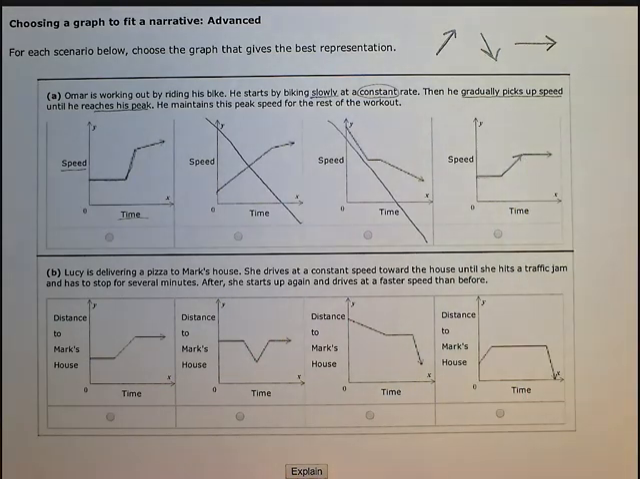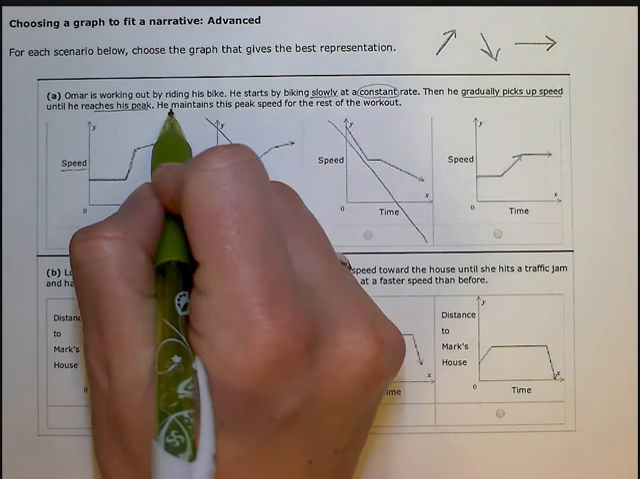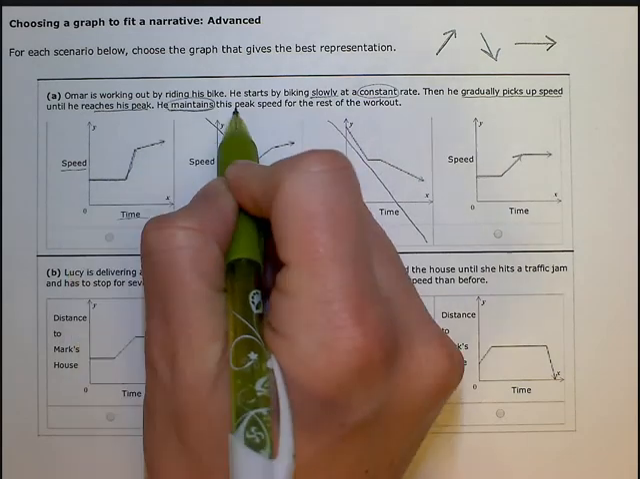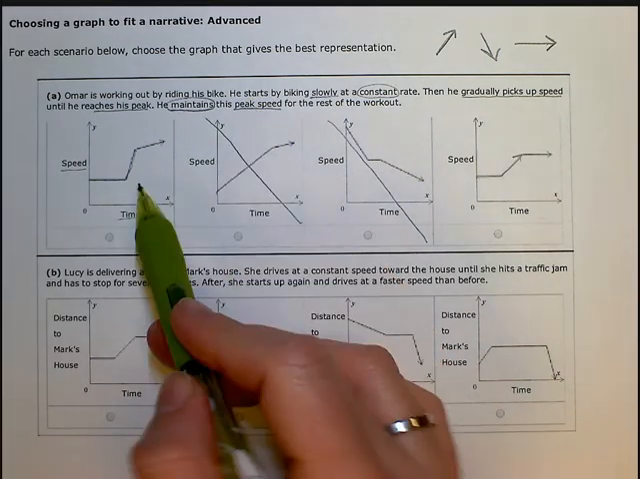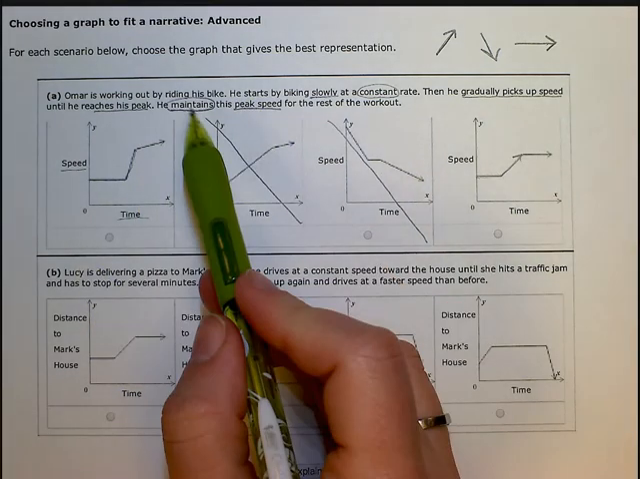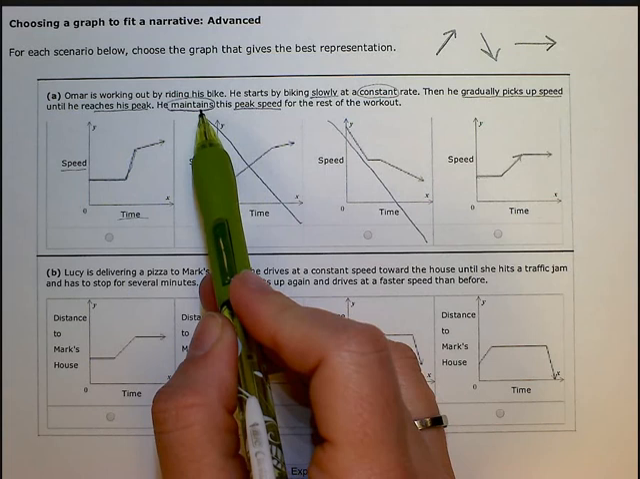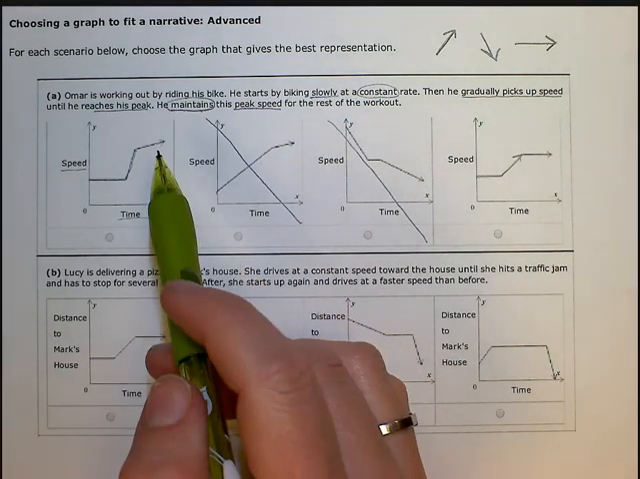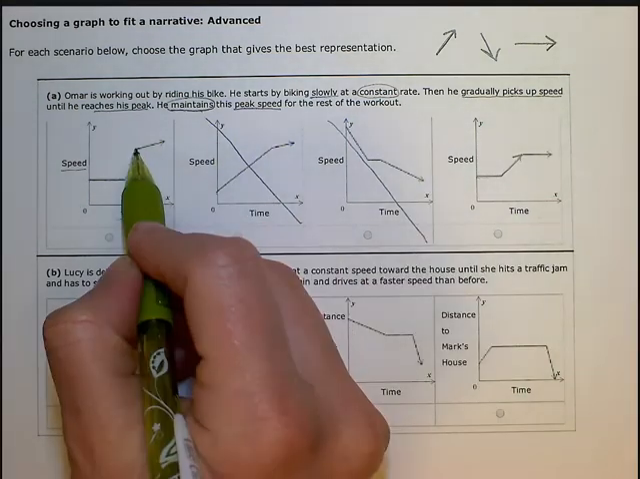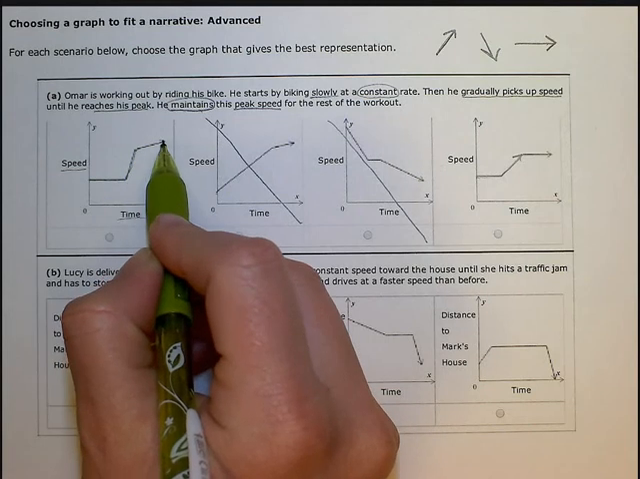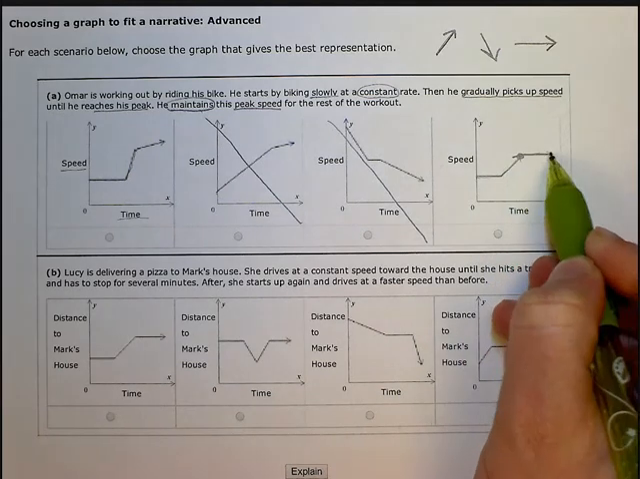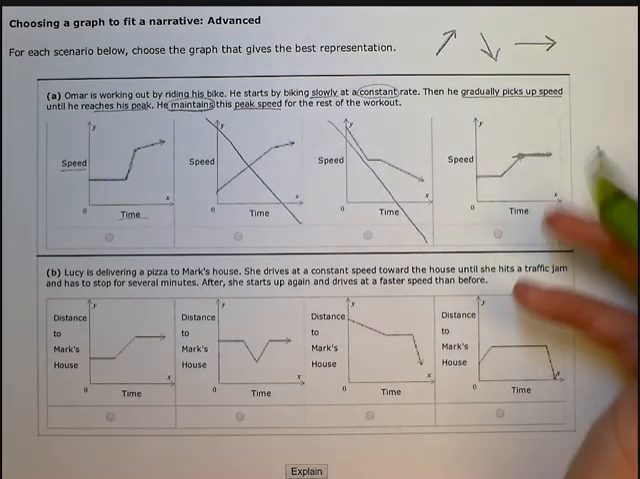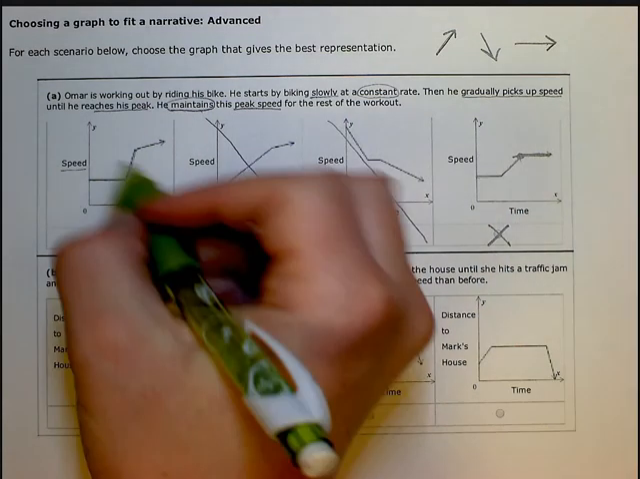So let's continue reading. He maintains his peak speed for the rest of the workout. So we know he doesn't go back down, and neither of these go back down, but we want to talk about what maintain means. That means he keeps the same speed. So here, it looks like he's still going fast, but he's going fast at a slower rate. Whereas this one, he gets to this speed and stays right at that speed. We go back to that constant. So this answer would be our correct one, this last one, letter D.